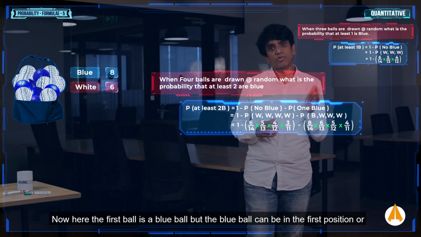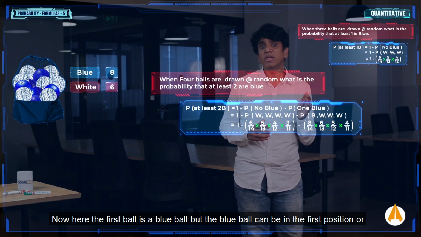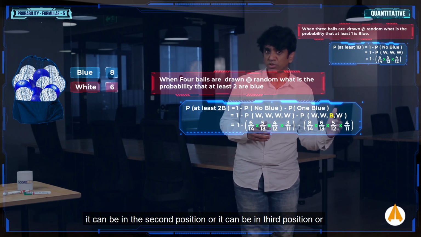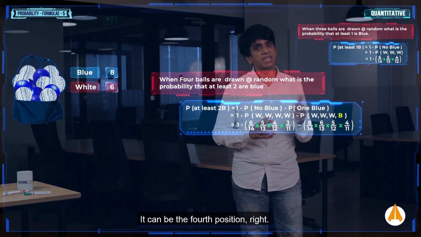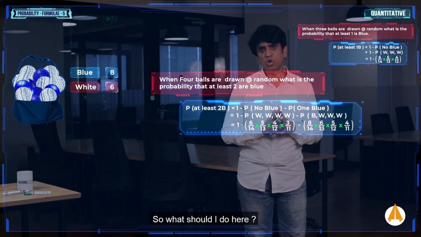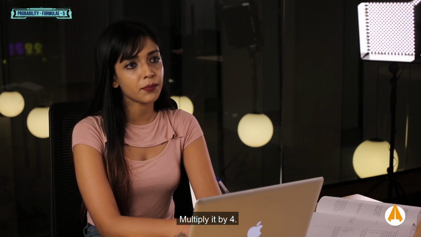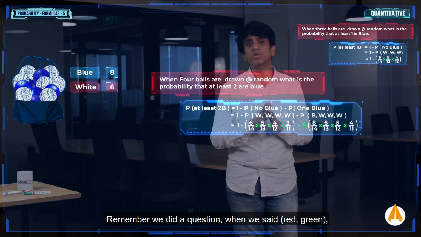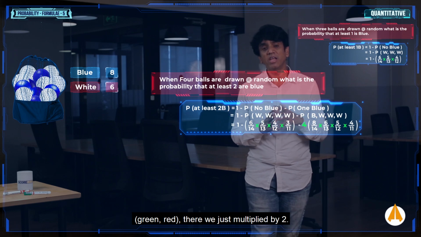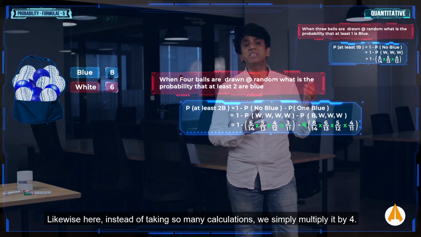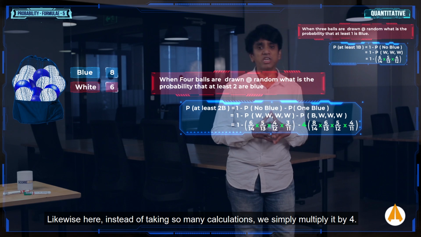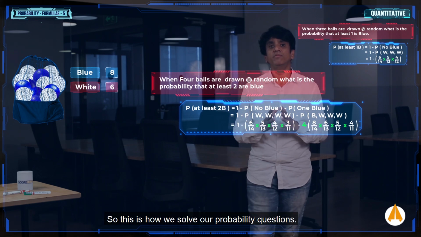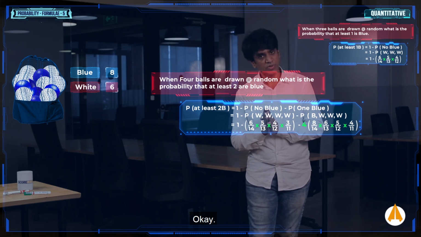Now here the first ball is a blue ball, but the blue ball can be in the first position, or it can be in the second position, or it can be in the third position, or it can be in the fourth position. It can be any one of these positions. So, what should I do here? Multiply it by 4. Simply multiply it by 4. Remember, we had a question where we said red, green, red, where we just multiplied by 2. Likewise, here, instead of taking so many calculations, you can simply multiply this by 4. So, this is how we solve the probability equations. Is that clear?